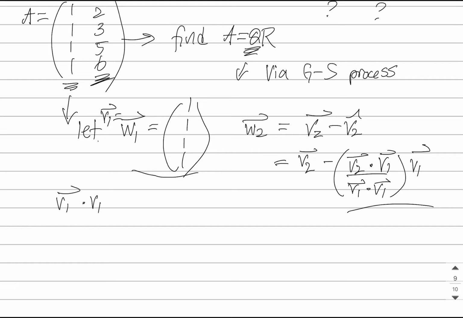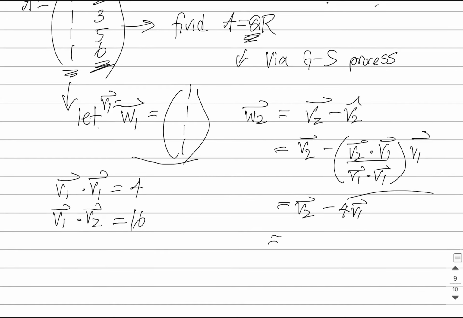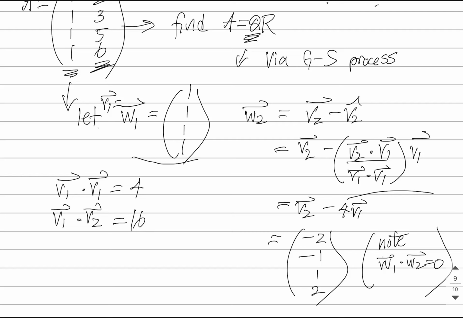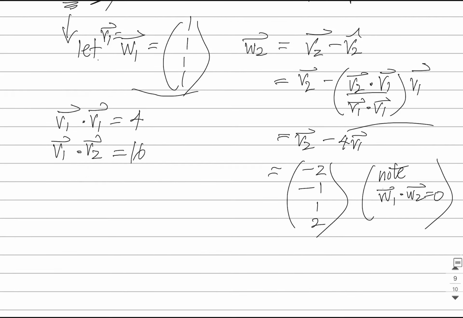V1 dotted with itself, you can see, is just 4. You're going to find that V1 dotted with V2 will be 16. So this projection here is going to be V2 minus 4 bunches of V1. And if you sit there and you calculate that, that's going to give you -2, -1, 1, and 2. And as always, you can double check your work by saying, what does W1 dot with W2 give me? Gives me 0 like it's supposed to.